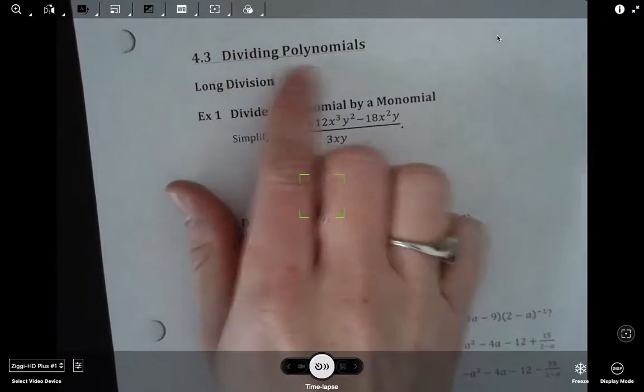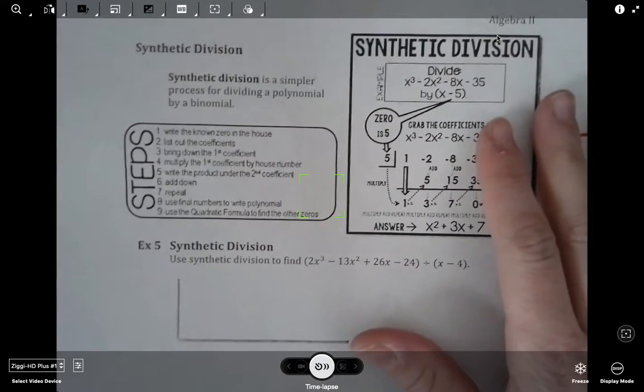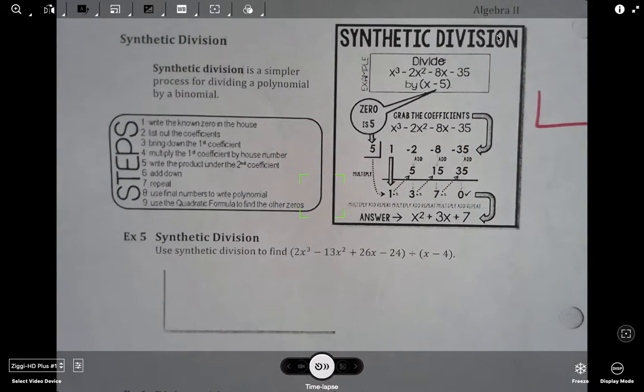This is 4-3, dividing polynomials, but instead of long division, it is synthetic division. This is super, super easier than what long division was. You're going to like this a lot better, but you can only use synthetic division in specific cases, okay?